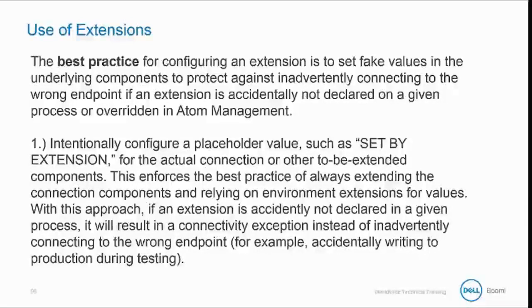You can intentionally configure a placeholder value, such as "set by extension," for the actual connection or other to-be-extended components. This will enforce the best practice of extending the connection components and relying on environment extensions for the values. This way, if an extension is accidentally not declared in a given process, it will result in a connectivity exception instead of inadvertently connecting to the wrong endpoint.